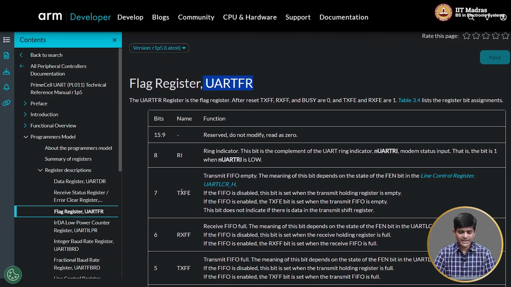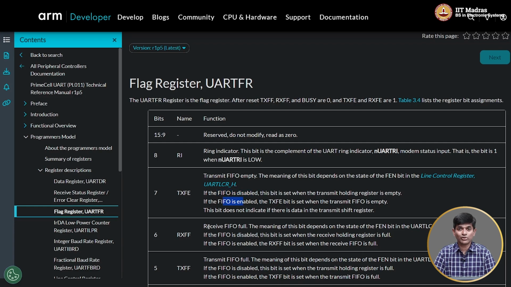There are other bits. TXFE, for example, stands for the transmit FIFO empty, meaning that there is no data currently in the FIFO, and that usually means it is safe to write new data into it. And of course, the FIFO itself could either be disabled or enabled, and the behavior of the TXFE bit is modulated according to that.